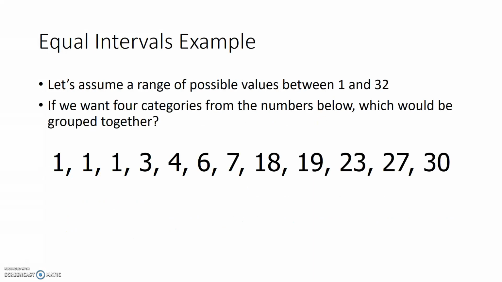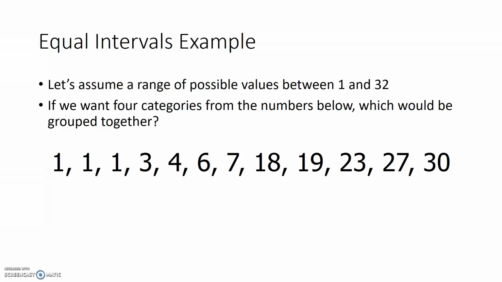So a quick example, let's assume a range of possible values between 1 and 32. And I have a few values listed here. If I wanted to split these into 4 categories, which would we have grouped together? So I want 4 categories, 4 groups, 4 classes, and 1 to 32 is my possibility.